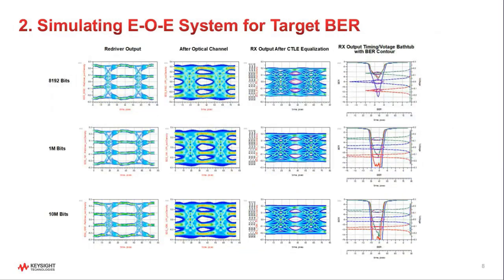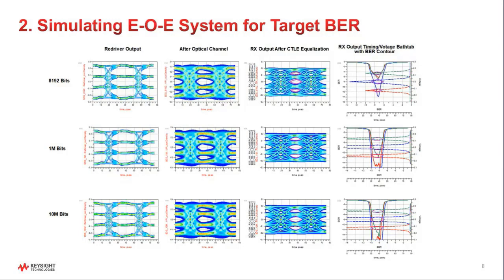To the second challenge, which is being able to simulate the electrical design for a given BER target within a system, these plots demonstrate the solution. The 3 rows show the results at different numbers of simulated bits: first 8,192 bits, second 1 million, and the last 10 million bits, which is equivalent to the 1e⁻⁷ BER level.